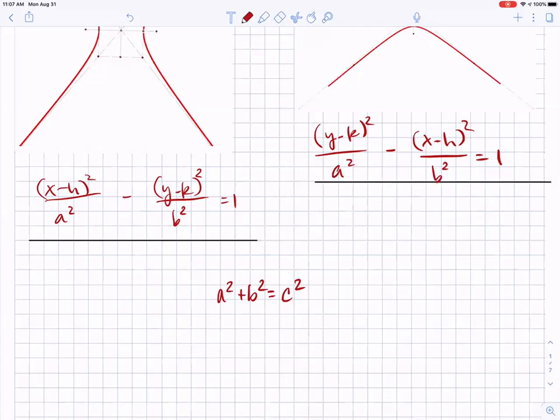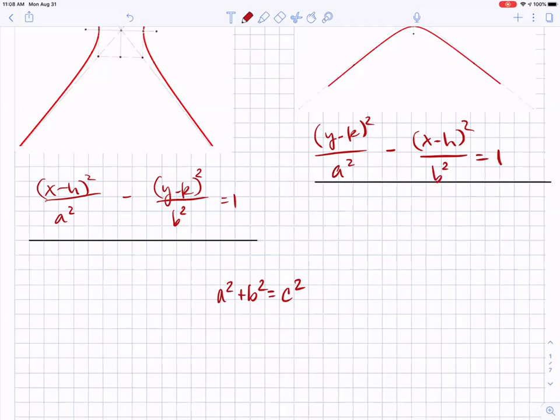Look at the equations themselves. What switches on ellipses? The denominators. What switches on the hyperbolas? The numerators. Okay, so the hyperbolas, my denominators are not trading. A squared is always first, period. A is always first. Can you go back in your mind to ellipses?